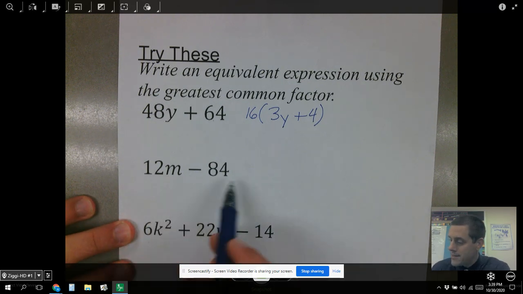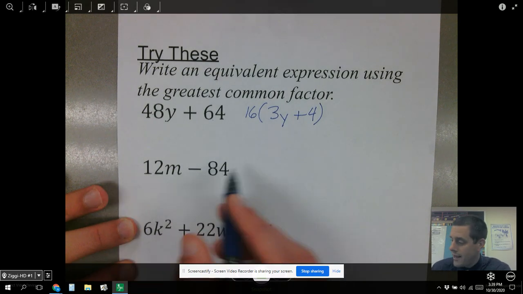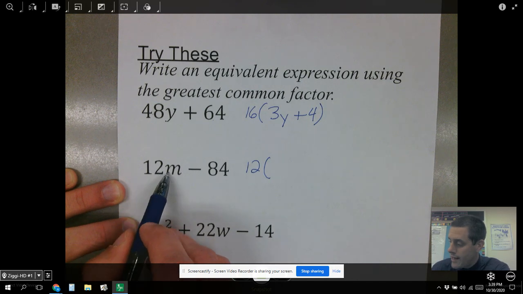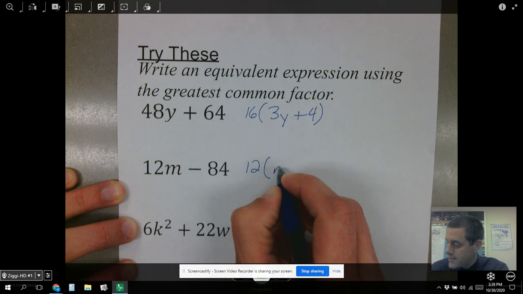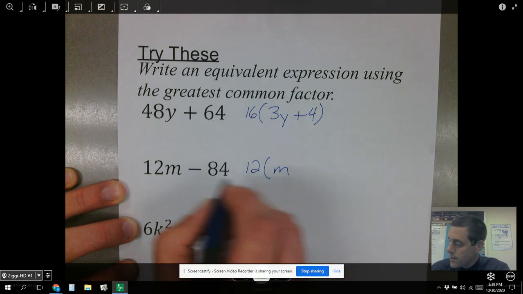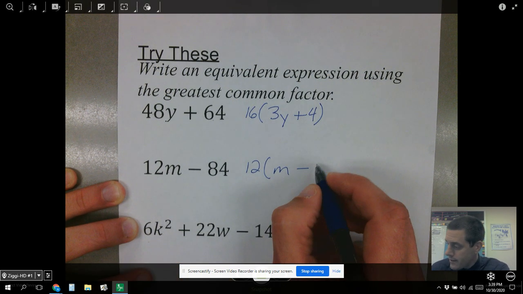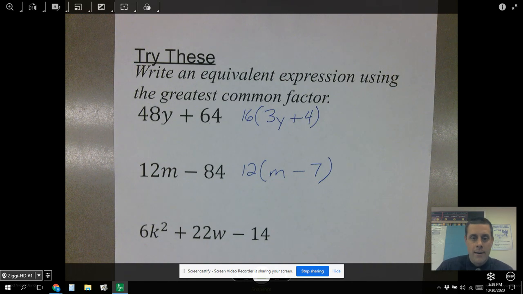Next, 12m minus 84. Greatest common factor of 12 and 84 is 12. So when I factor a 12 out, 12m divided by 12 is 1m. We don't need the 1 though because 1 times m is just m. Bringing over my minus sign, 84 divided by 12 leaves me with 7. 12 times the quantity of m minus 7.